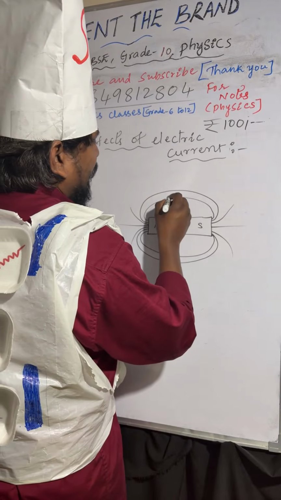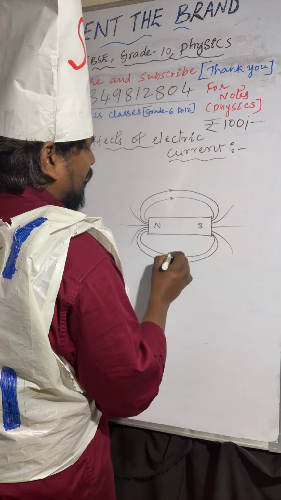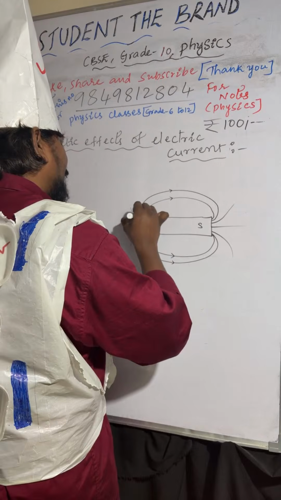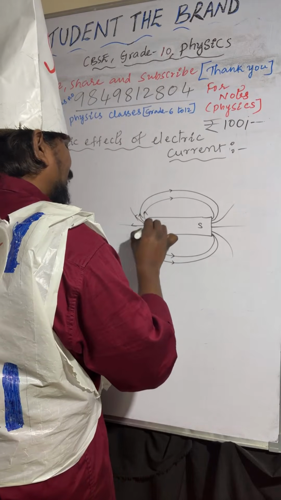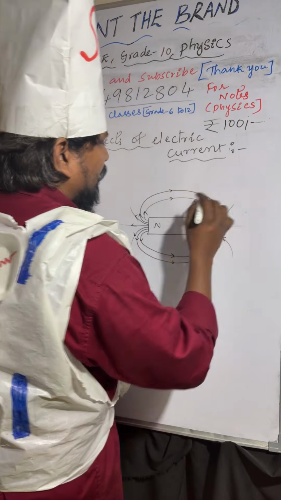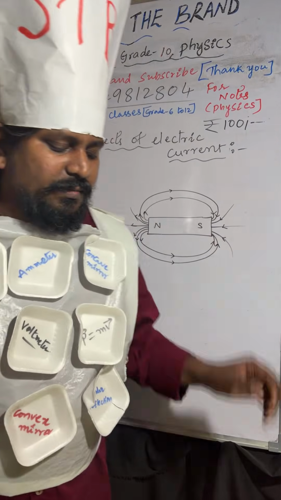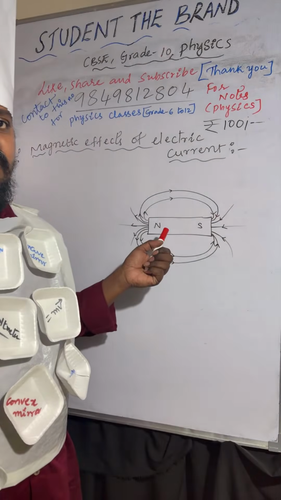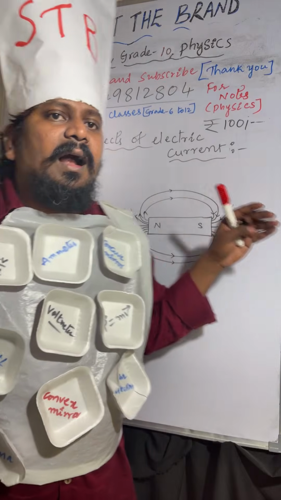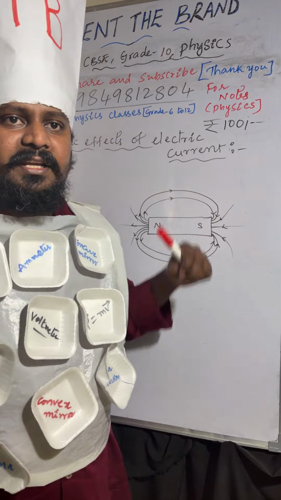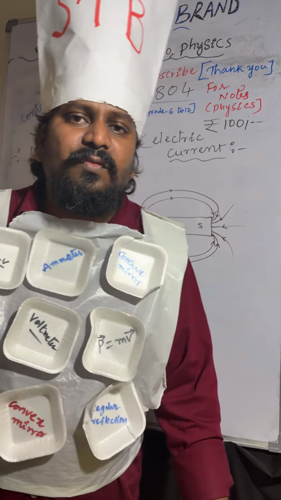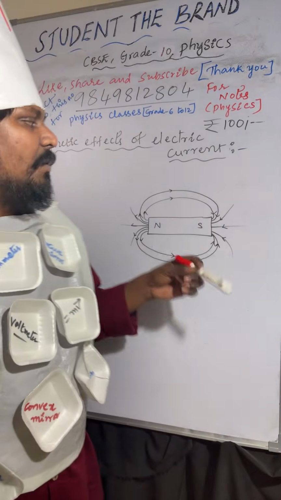So the magnetic field direction outside of the bar magnet is from north to south. So from north it should leave and to south it should reach. Okay, so like this you can observe. So the direction must be according to this. From the north pole the magnetic field line should leave and to the south pole the magnetic field line should reach. The region around the magnet in which magnetic force exerts is called the magnetic field.